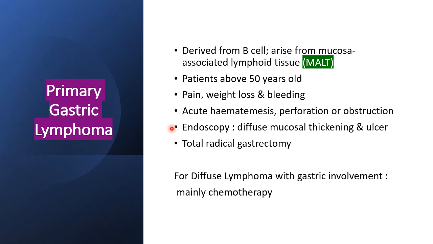Endoscopy is the mainstay of diagnosis, with diffuse mucosal thickening and ulcer as the main features that you see on ultrasound and OGDS. Treatment is total radical gastrectomy, and for diffuse lymphoma with gastric involvement, chemotherapy is the main line of treatment.